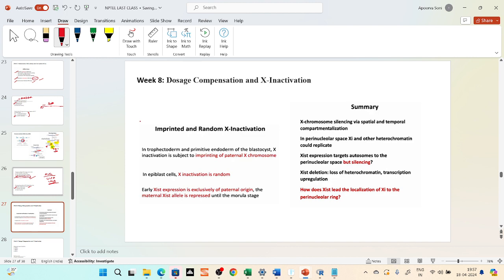Fine. Then we have studied dosage compensation and X chromosome inactivation. Dosage compensation and X chromosome inactivation means that if X chromosome is there in females, one of the X chromosomes is inactivated to compensate the expression of the genes. That is known as dosage compensation.